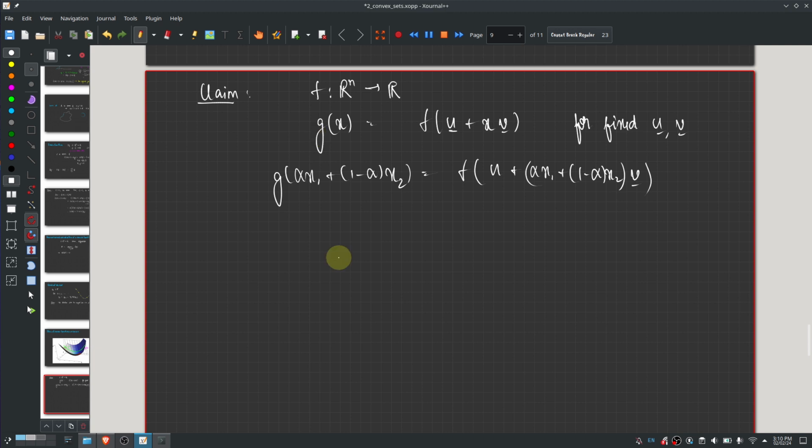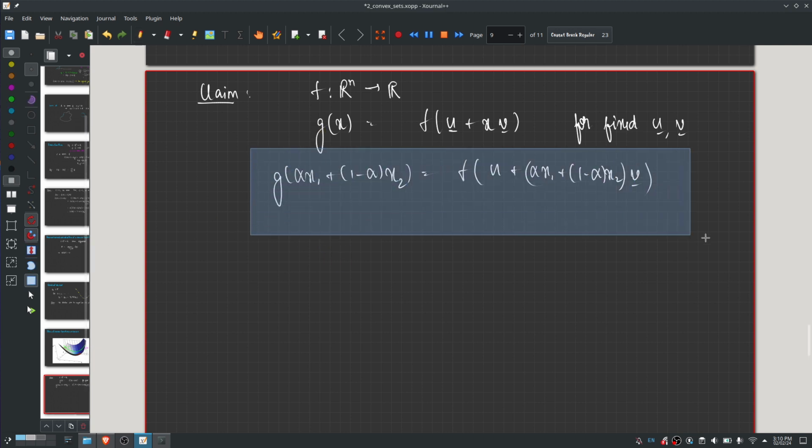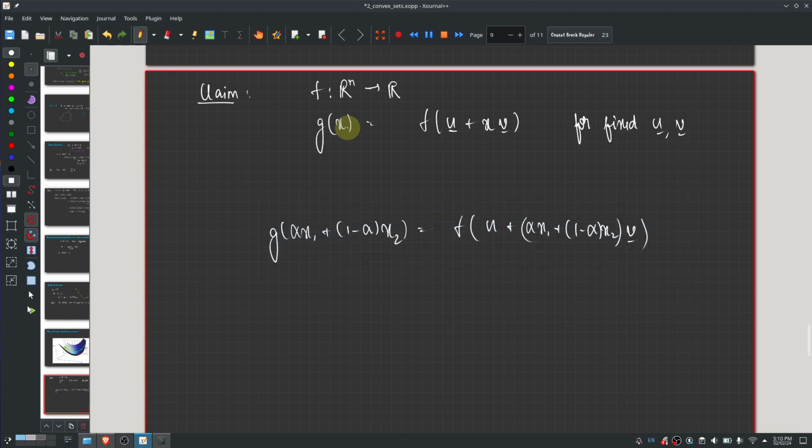X1 and x2 are not vectors. Yes, that's correct. So here, it's to be noted that g is a function from R to R. x is in R. And I'm choosing arbitrary x1, x2, which are real numbers, and alpha, which lies between 0 and 1. Okay, is this okay?